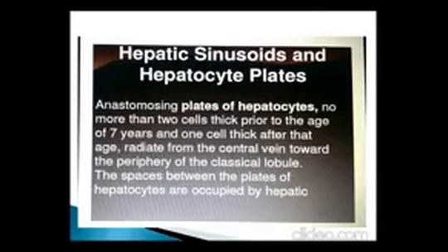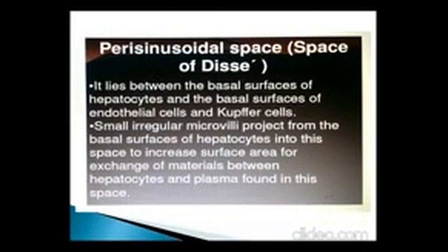The space of Disse. So what is this? Basically it lies between the basal surface of the hepatocytes and the basal surface of the endothelial cells and the Kupffer cells. There are small irregular microvilli that project from the basal surface of the hepatocytes into the space to increase surface area. Why do you want to increase surface area? To increase the exchange of materials. The probability of exchange increases with the increase in the surface area between the hepatocytes and the plasma found in this space.